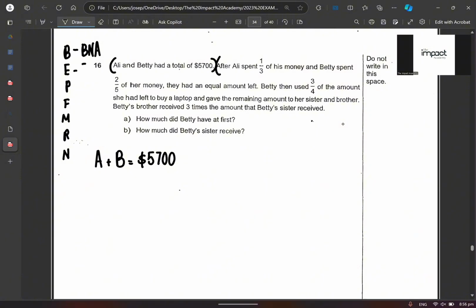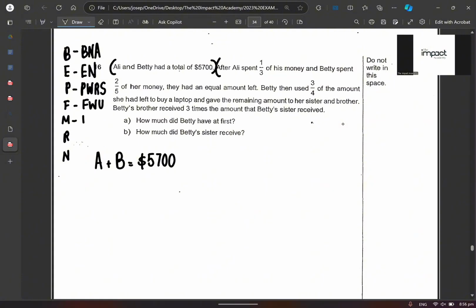right? E stands for equating numerators. P stands for part-whole relationship. F stands for fractions with units. M stands for multiplication in fractions. R stands for remainder of remainder. N stands for number times value.